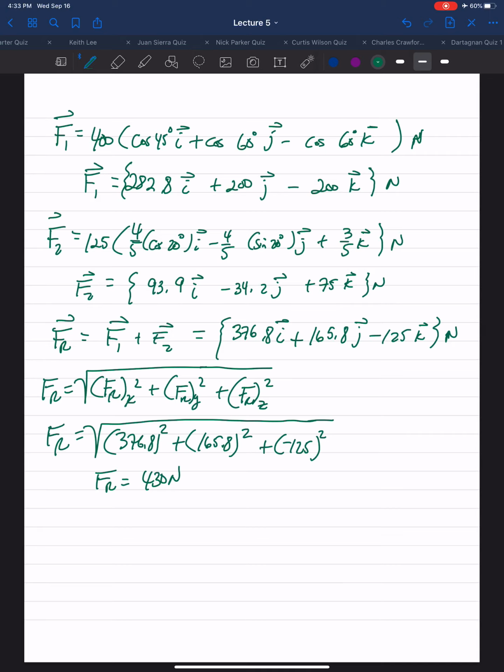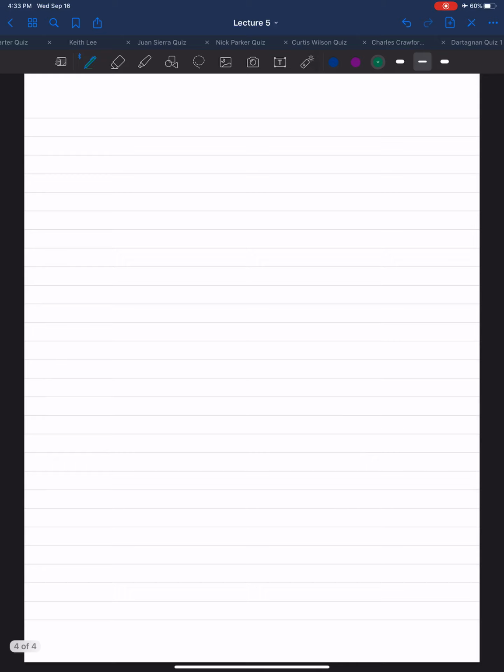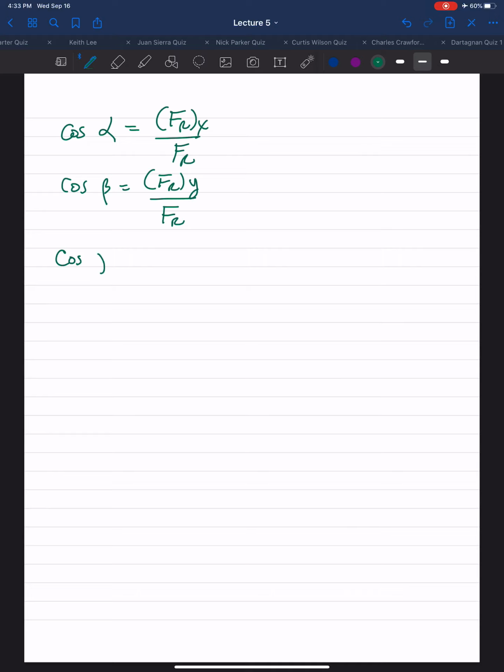Then they also wanted the coordinate direction angles. Well, we defined this previously as cosine of angle alpha, which is the angle the resultant force makes in relation to the x-axis, will be the x component of the resultant force over the resultant force. Cosine of beta likewise follows the same pattern. Gamma.